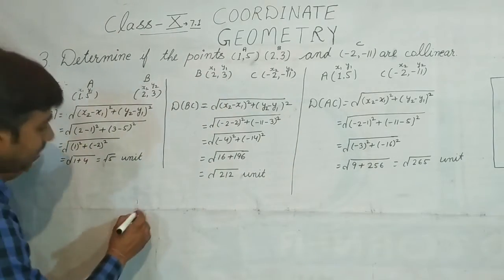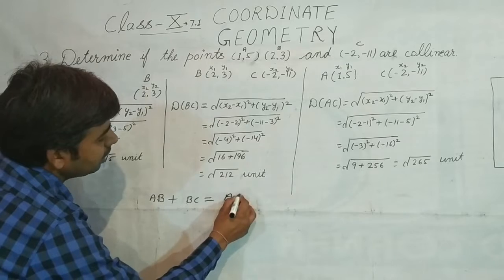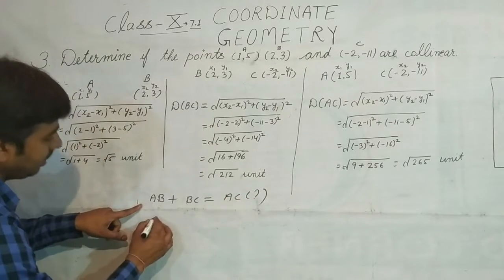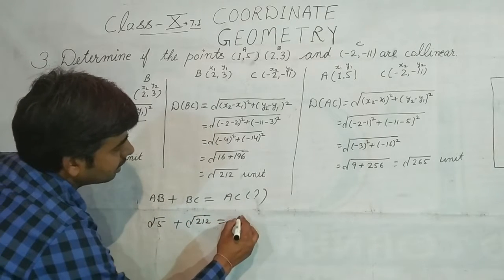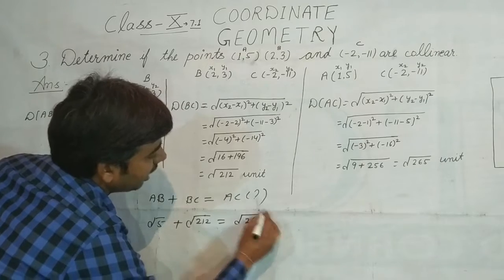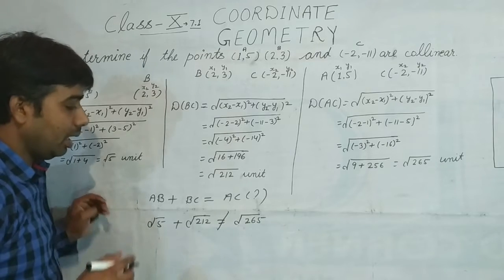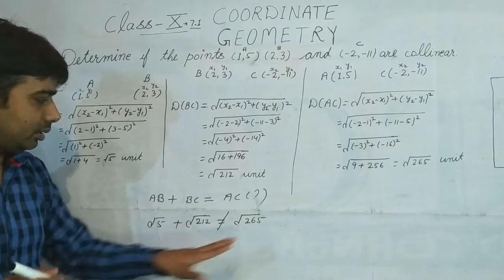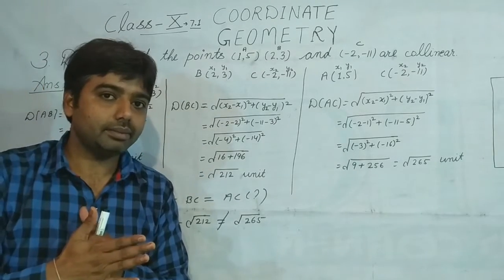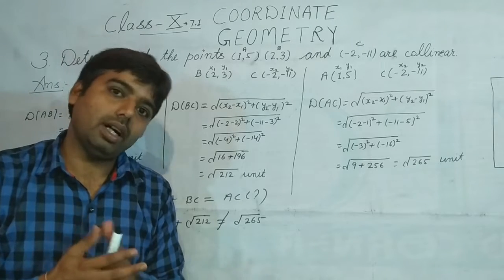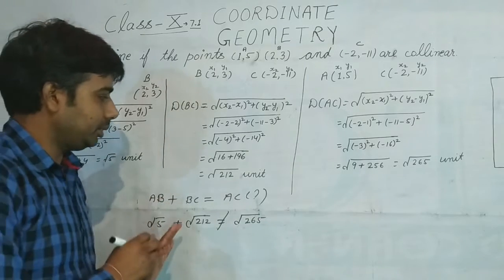So we are required to know whether AB plus BC is equal to AC or not. For this, AB is under root 5, BC is under root 212, and AC is under root 265, which is not equal. You can see here, this number or this number or this number cannot be taken out from the root directly. So these points are not collinear according to the condition.